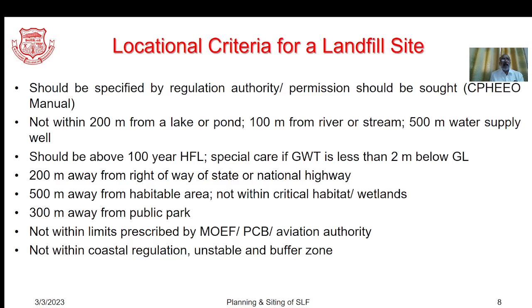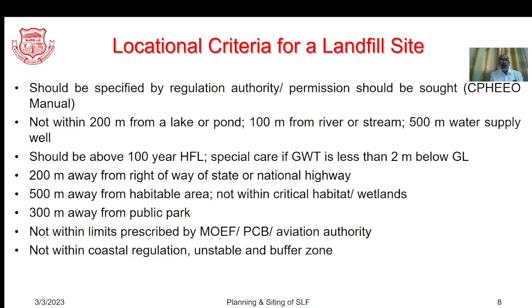The site under consideration should be above the 100-year high flood level, and special care should be taken if the groundwater table is less than 2 meters below the ground level. It should be 200 meters away from state and national highways, 500 meters from the habitable area, and it should not be within critical habitat as well as wetlands. It should be 300 meters away from public parks.